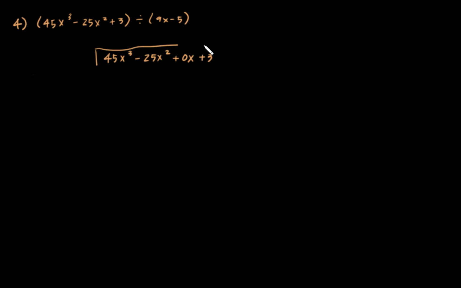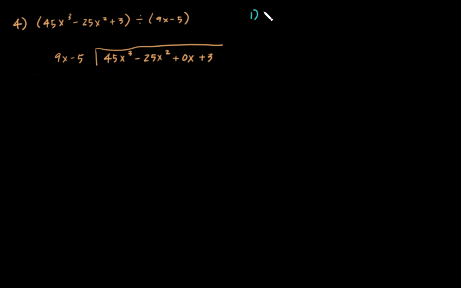Okay, let's go ahead and set this up. When there's terms missing, it is very beneficial for you to write the coefficient of 0 in front of it and fill it in. And so we have a 3, 2, 1, and an x to the 0 here. Okay, so let's start the process.